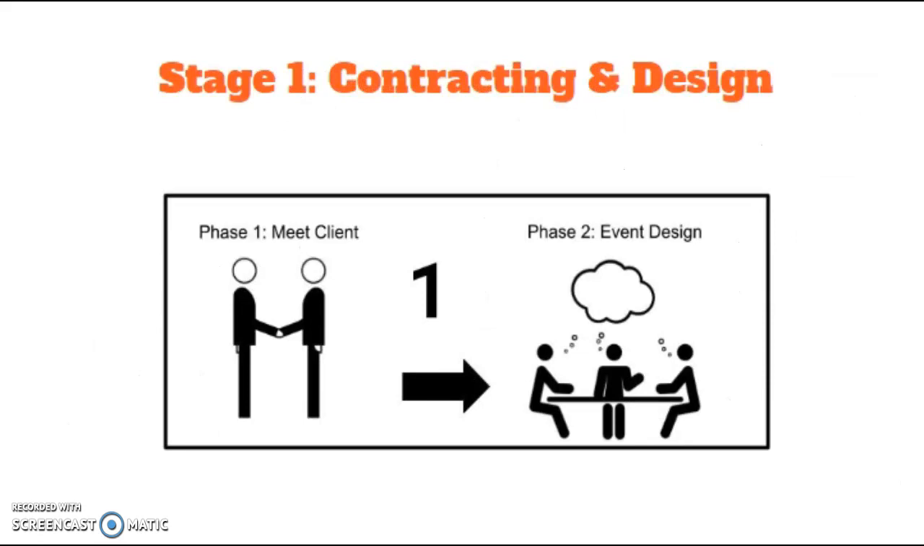In the first stage, we have phases 1 and 2. In phase 1, the project sponsors and consultants meet and establish needs for the event. In phase 2, consultants design a prompt or series of prompts that participants will use to form their symbolic models.